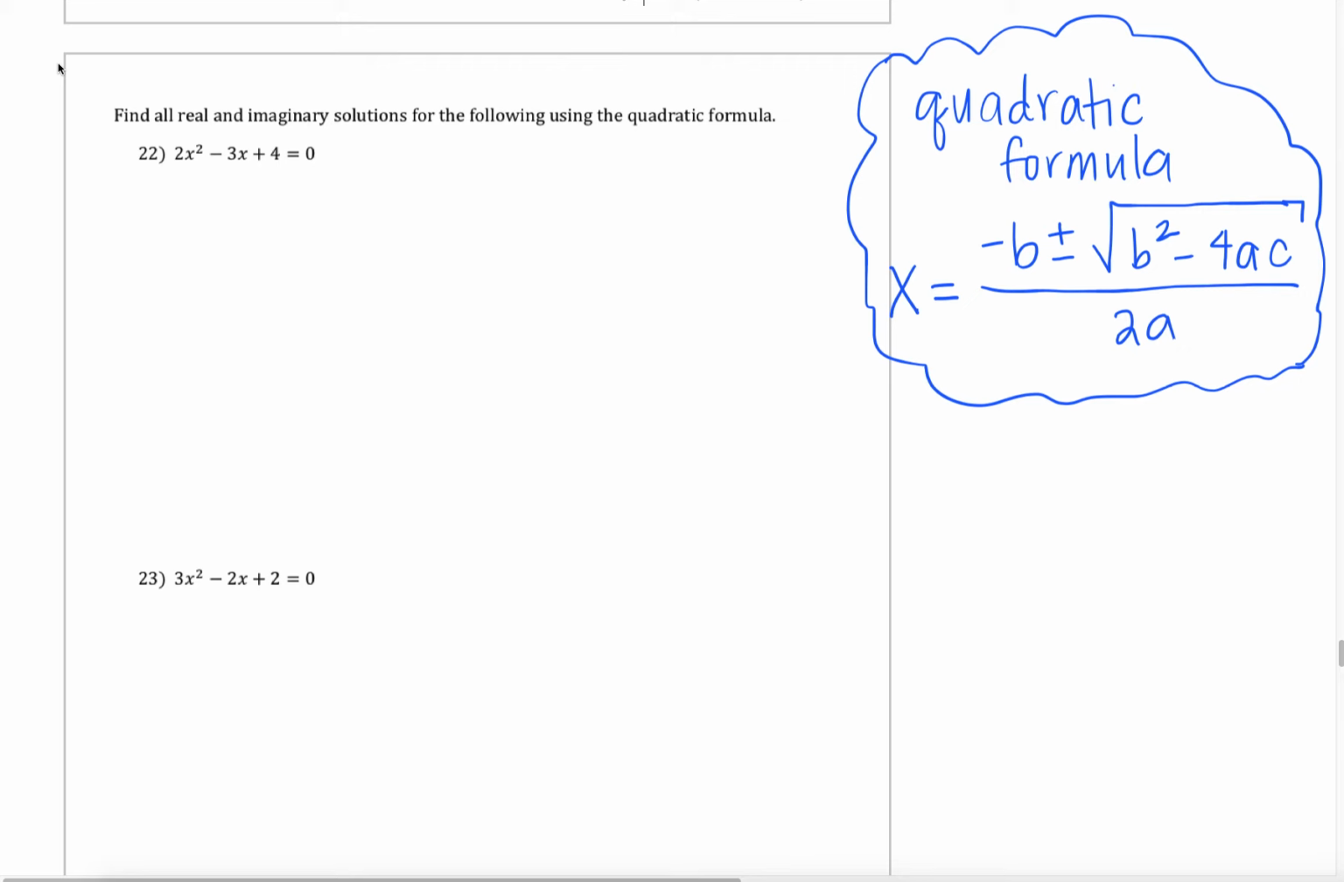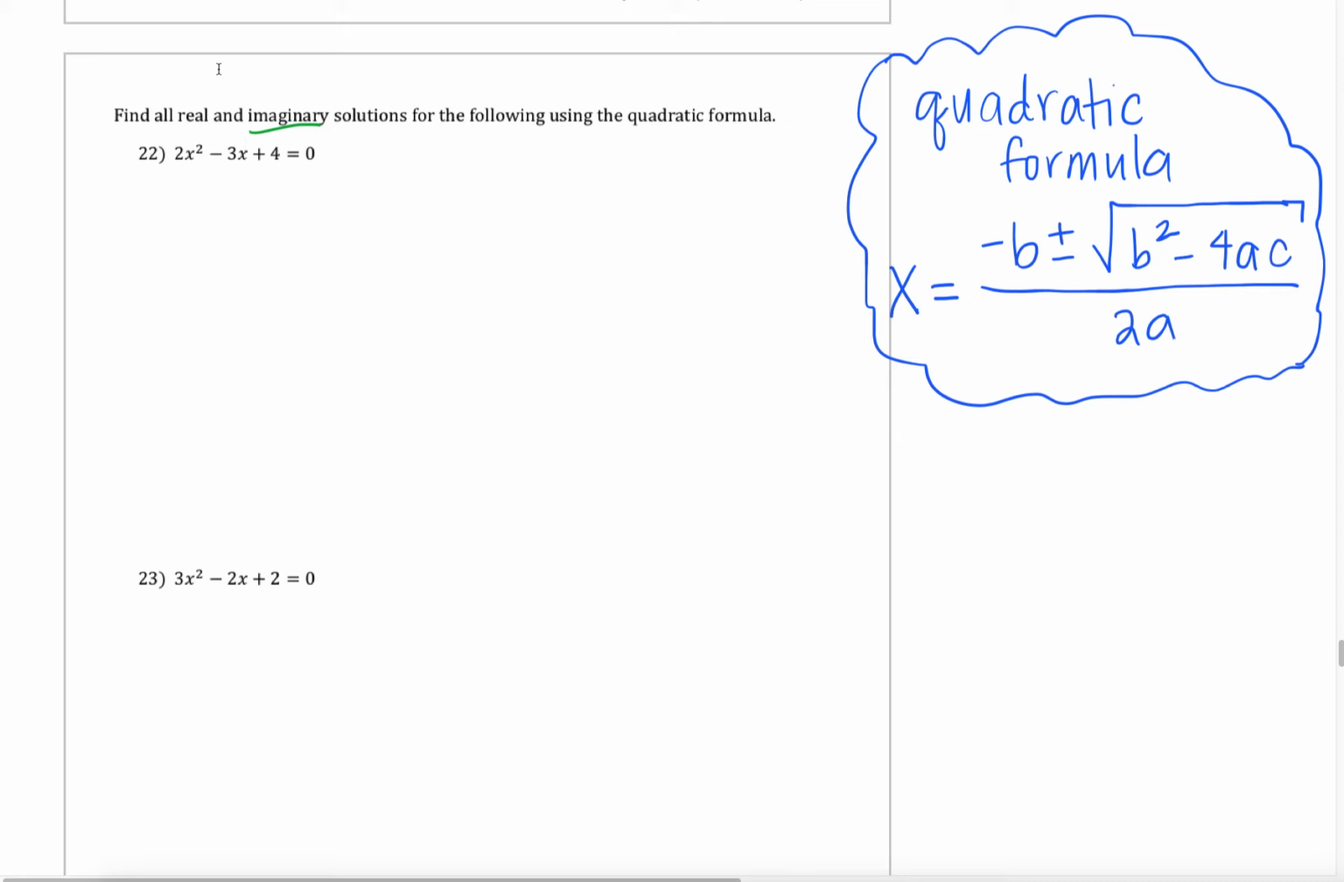And we're going to use the quadratic formula to solve both of these quadratic equations. And we'll see the instructions are a little different. Instead of just saying solve, they now say find all the real and imaginary solutions. So before, when we got the square root of a negative number, we just said that we had no real solution.